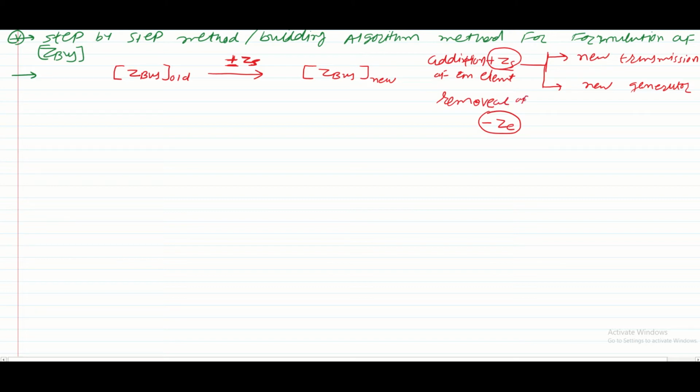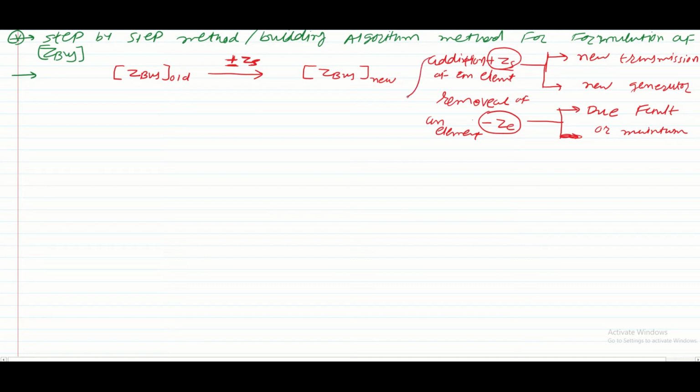of an element from the network. So there is also only one possibility for removing, just because of removal of an element due to fault or maintenance. Then there will be a change in your existing matrix.